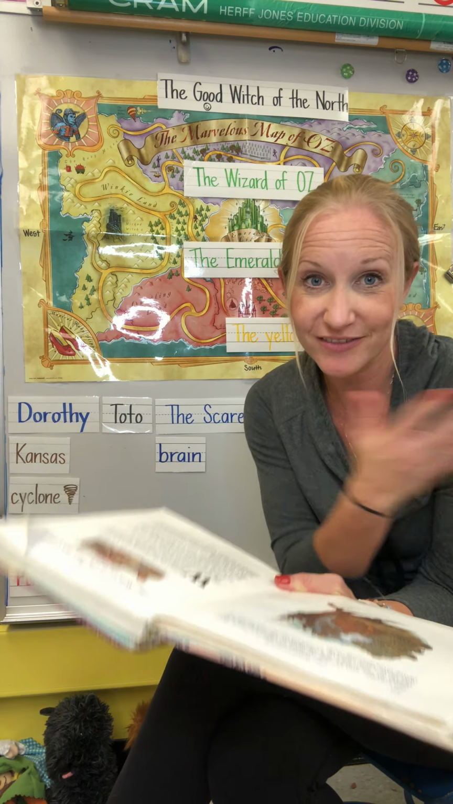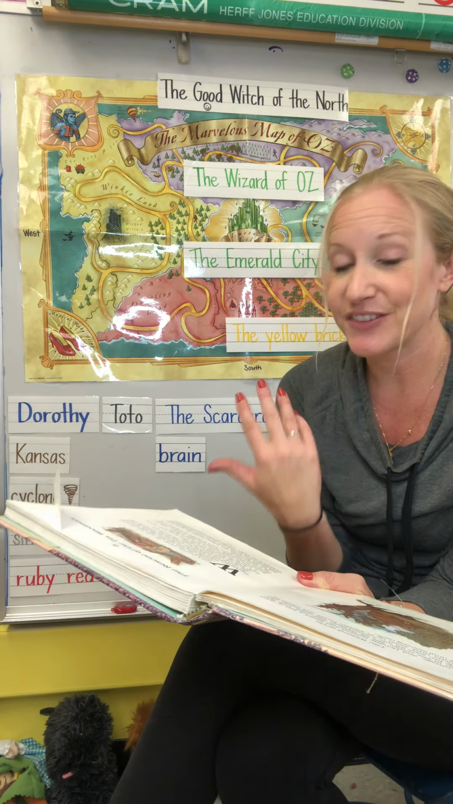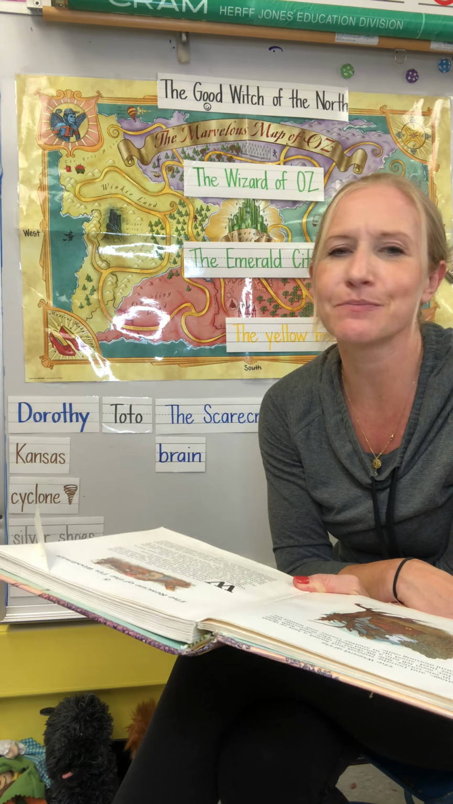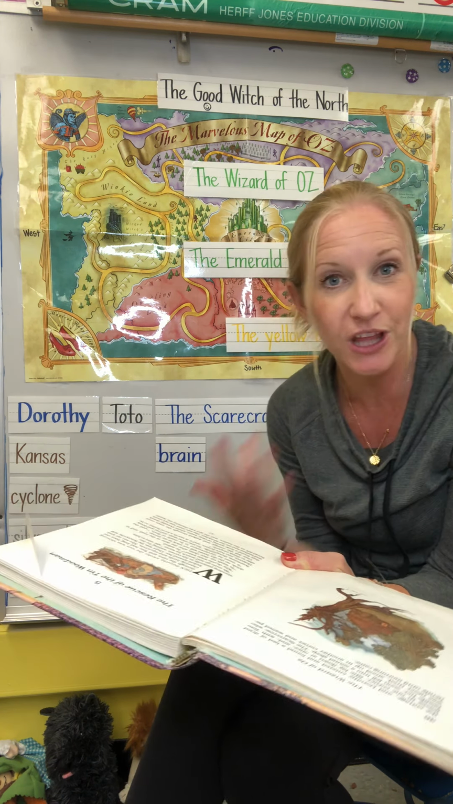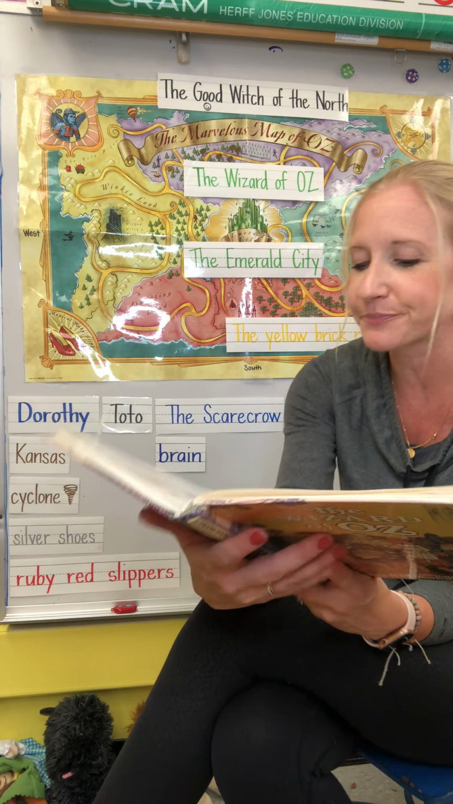So remember, Dorothy is made out of flesh. She's human, like you and I. And the Scarecrow isn't. He's just stuffed with straw. So he says it must be very inconvenient to be made of flesh. And that sort of means it's a lot of work. We have to do a lot of things to stay healthy.